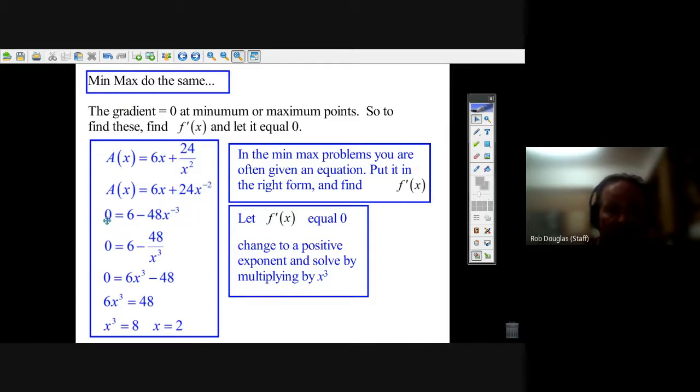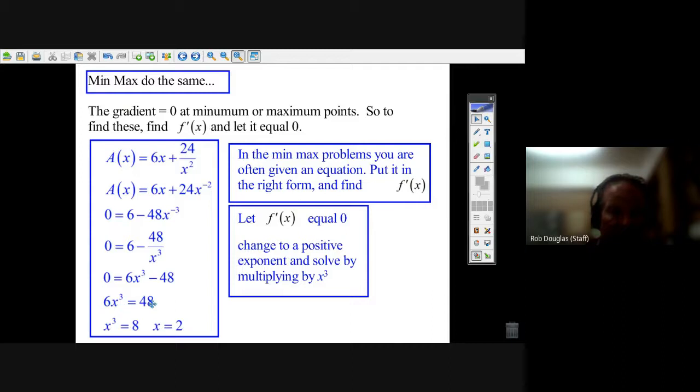You'll get marks for making it 0 and marks for finding the derivative. Now we have to put this x to the minus 3 back in a form we can solve the equation. So it's really x cubed in the bottom. Now, how do we solve fractions like this? We multiply everything by x cubed. 0 times x cubed, 6 times x cubed. And when you multiply by x cubed here, it cancels and you get 48. Then we add 48 to both sides. So we get 6x cubed equals 48.